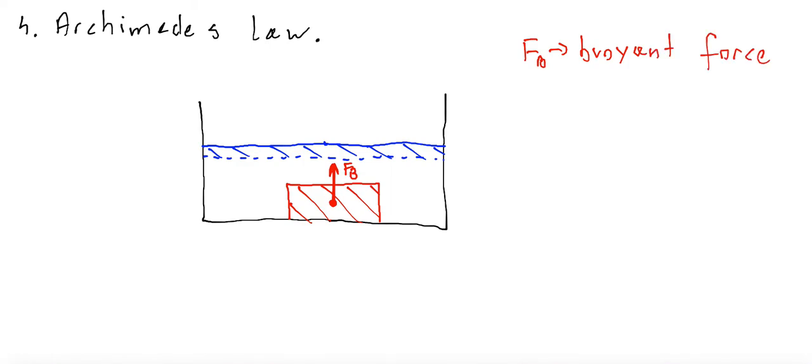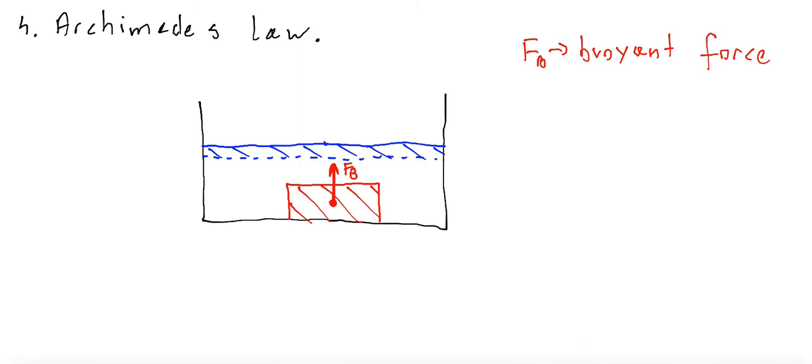Okay, what is important here? That the value of this buoyant force depends on the weight of displaced fluid, or more specifically, buoyant force is the force which starts to act on the object which is immersed in the fluid, and its value is exactly the same as the weight of displaced fluid. Okay, and this is the core of Archimedes' law.